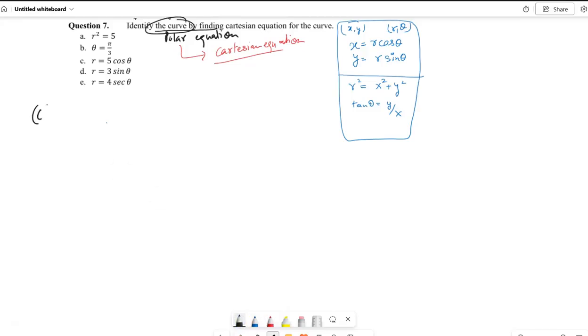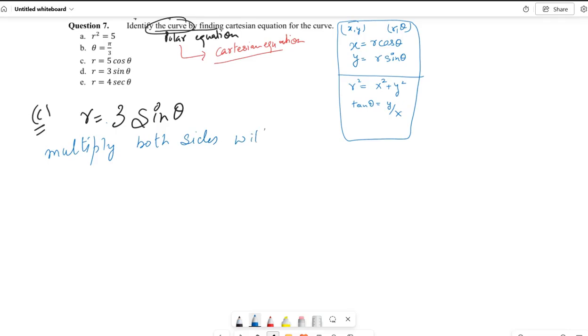Here is part C of this. r is equal to 3 sine theta. We're going to use a similar strategy. Multiply both sides with r. That's going to make the left side r square and the right side 3r sine theta.